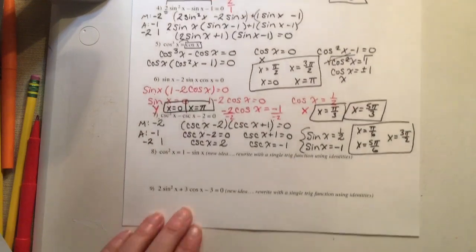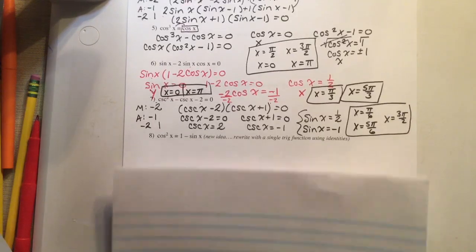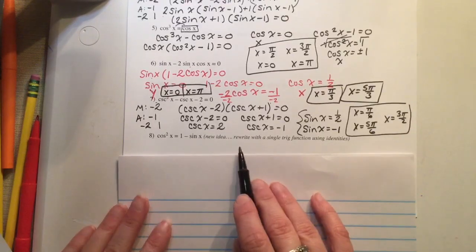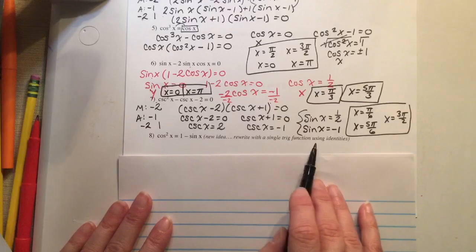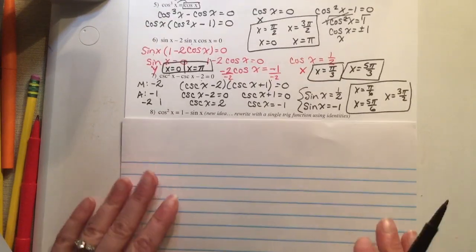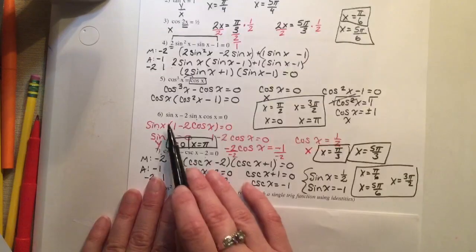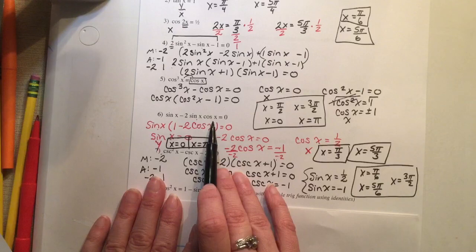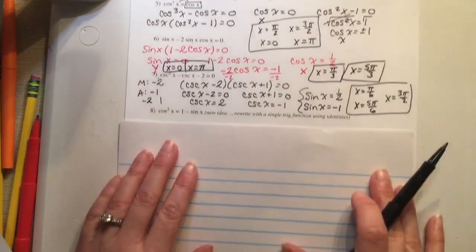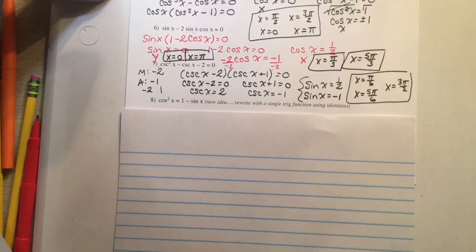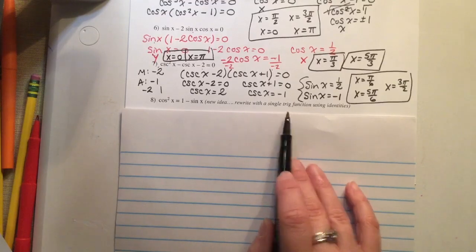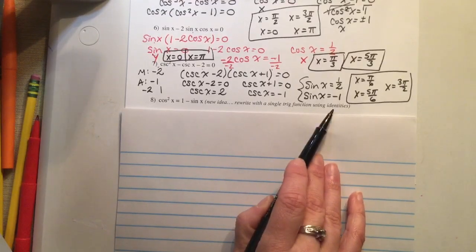So number 8 and number 9, you'll notice it says new idea. Rewrite with a single trig function using identities. Now, we have had a couple examples where you did have more than one trig function. Like even if I look at number 6, I had both sines and cosines, okay? But there are times where you might look at it and say, I just want to deal with one. If that's the case, you can use your trig identities.